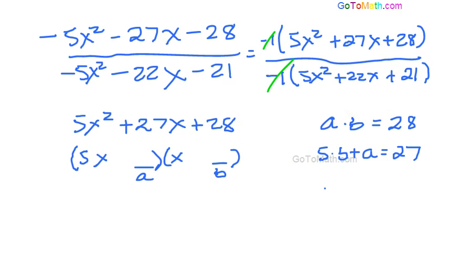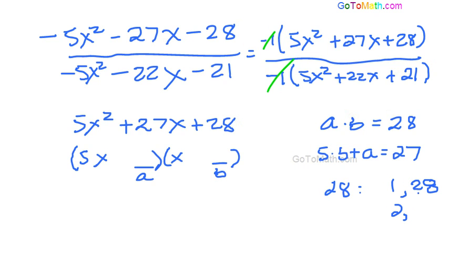Now let's take a look at 28. We got 1 and 28, right? Well, we know that 1 times 28 is 28, and we also know that 28 minus 1 is 27. Wait a minute, we got this 5 right here, never mind. So 5 times 1 is 5 minus 28 is not 27. So we're going to need to break this down a little more.